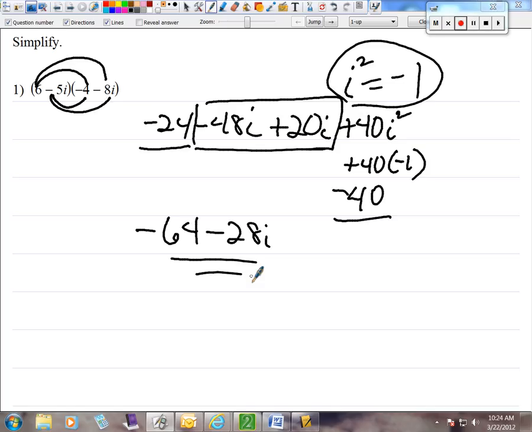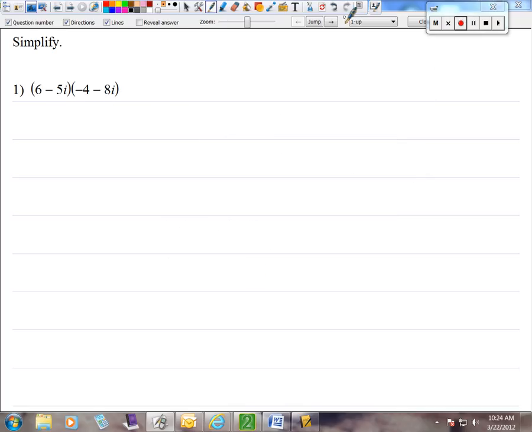So basically you're just distributing like you always would. All you have to do is remember to change your i squareds to -1. All it really does is change the sign of that number, doesn't it? Isn't it saying the same thing? If I have an i squared on something, it's just going to change it to its opposite, because anytime you multiply by -1, that's what happens. Now, do you want to try one of these or just go on to another example? You think you got this, or do you want to try one?